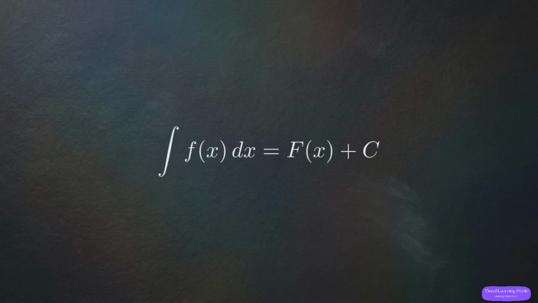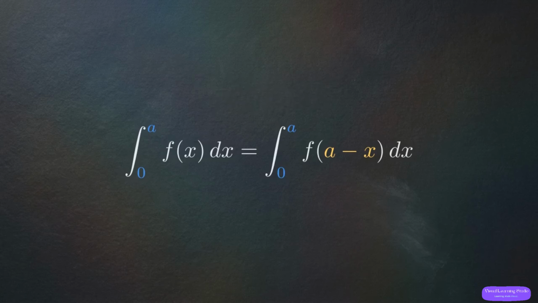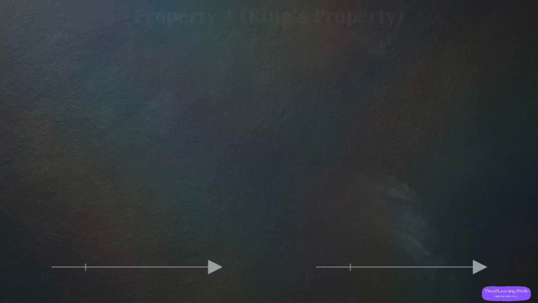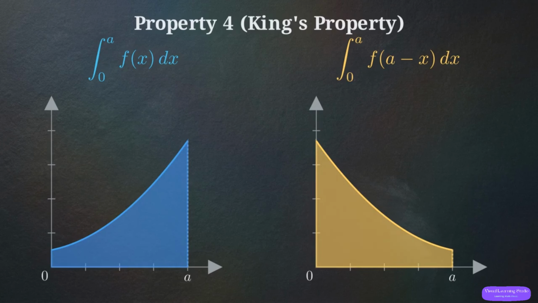When we move to definite integrals, where the problem is bounded by specific numbers, we encounter property 4. This is one of the most frequently tested concepts in advanced exams. Property 4 shows that integrating a function from 0 to a equals integrating the function of a minus x over that interval. Visually, this is a horizontal flip.